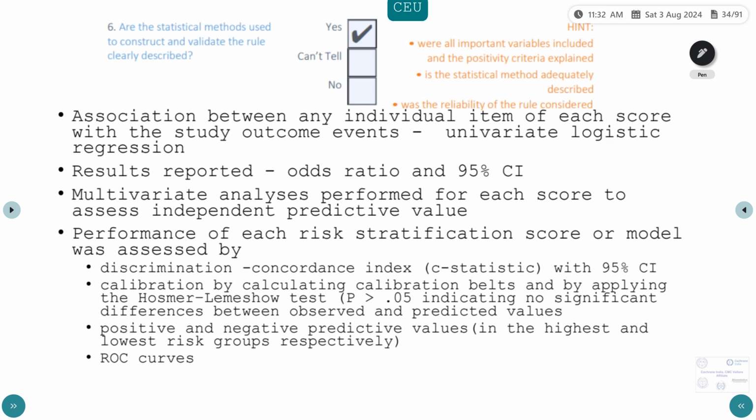And what are the statistical methods used? They have used logistic regression to come to the results. They have used univariate and multivariate analysis, and they have also reported odds ratios. We will also see C statistics, which looks at discrimination and calibration indices and ROC curves, as well as positive and negative predictive values. We will come to these in the results. So the statistical methods were clearly defined and adequately described.